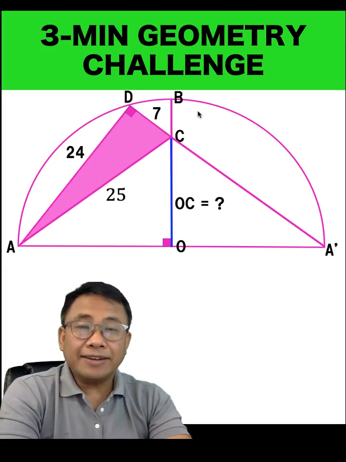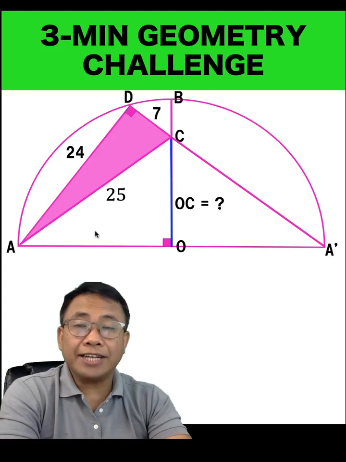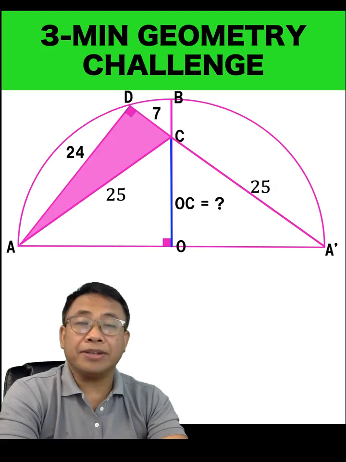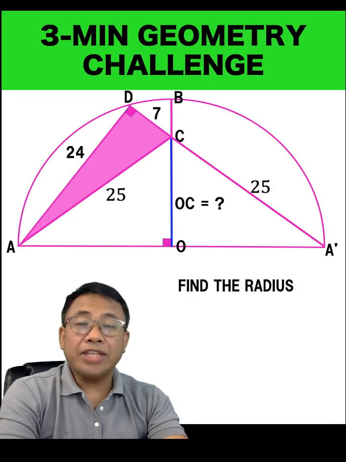Next, since the right quarter circle is a reflection of the left quarter circle, segment AC and segment A prime C must be congruent. And since AC is 25 units, then A prime C must also be 25 units. Next, let's find the radius of this semicircle. Let's label radius OA as R and radius OA prime as R also.